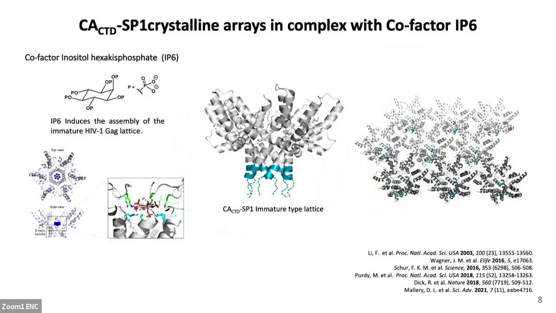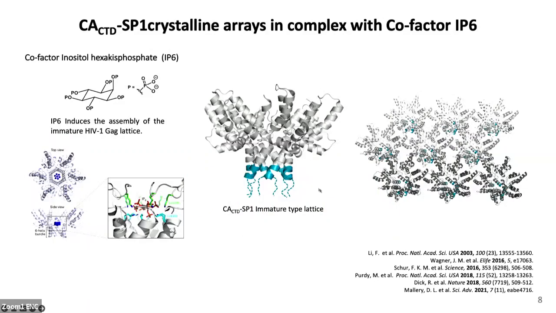In addition to understanding the maturation inhibitor binding inside the CA-CTD-SP1 immature type of lattice, we have also studied the interplay between the protein and a cofactor called IP6. IP6 is naturally occurring in the human body, and it is used by the virus to promote and drive the assembly of the 6-fold symmetry and the assembly of the immature type of lattice.